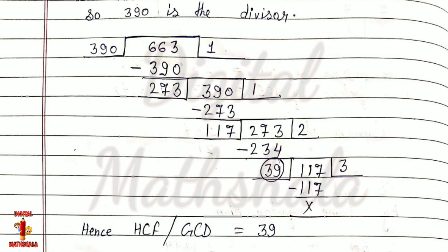So now here you can see the last divisor is 39. So here 39 will be the HCF of the given numbers.